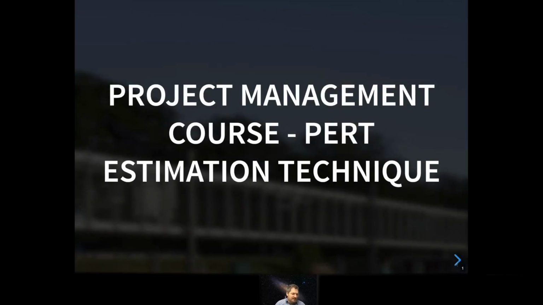Okay, so welcome. Today's topic is about PERT estimation technique. Usually PERT is more than only estimation. It's an analysis. I'll say some more words to that, but the idea is mainly that you get an idea about how to estimate a bit better in your projects. And for example, why should you improve on estimation?